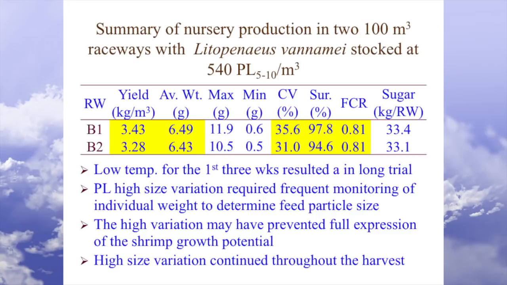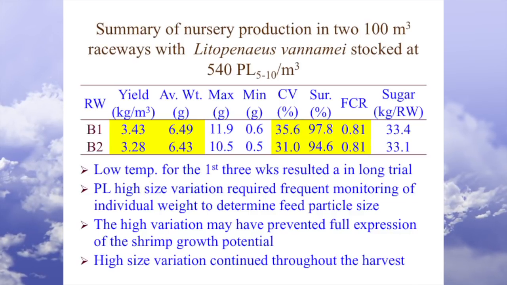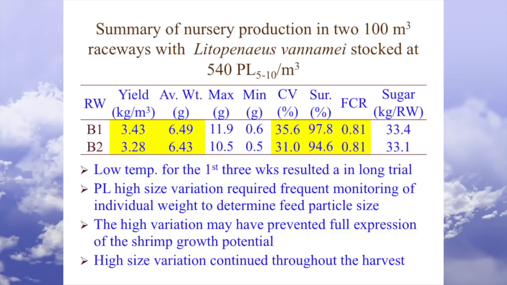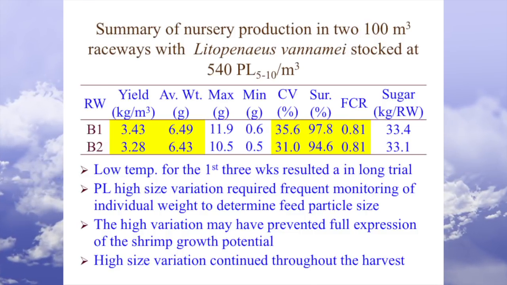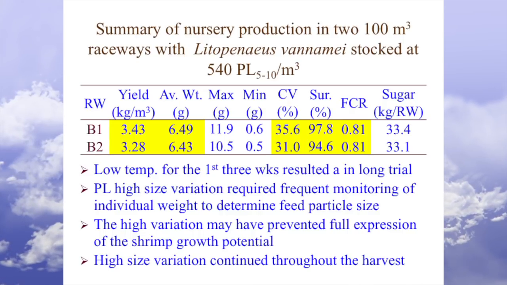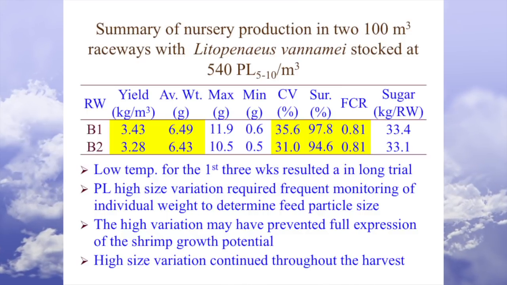Basically, this tells you that if we can get to a 0.8 FCR with 6.5 gram animals, we have a good possibility, with adequate feed management, water quality, and other factors, along with the seed, to get to below 1 FCR in our super-intensive system.